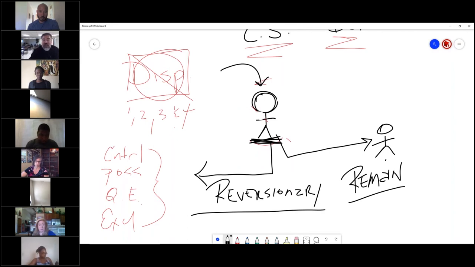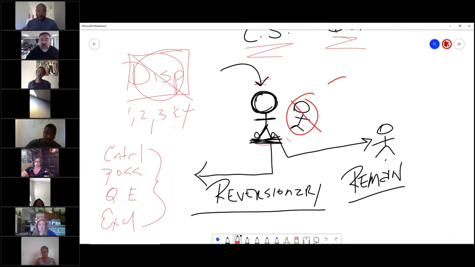Where they still get the property, but it's the death of someone else. This is called pur autre vie, which is French for "by the life of another." Now, I want you to notice this guy still owns the property. But it's not his death now that causes the transfer. It's the death of someone else.